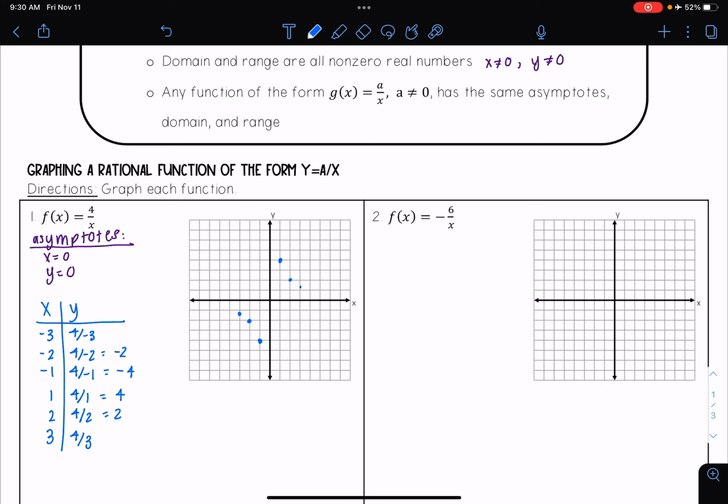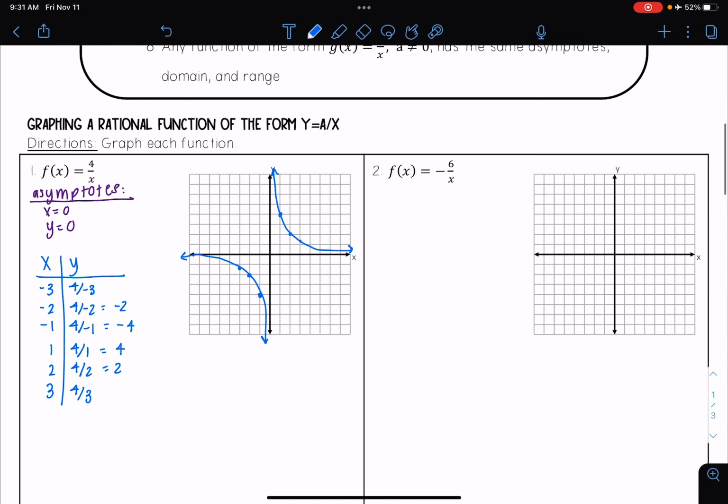So I end up with these points, and now my last step is to draw those two branches of the hyperbola. Here we need to follow what our asymptotes are, which are x equals 0 and y equals 0, in other words, the x and y axis. So I'm going to follow along both of those axes, but I'm not going to touch them. These branches end up being contained inside of those.